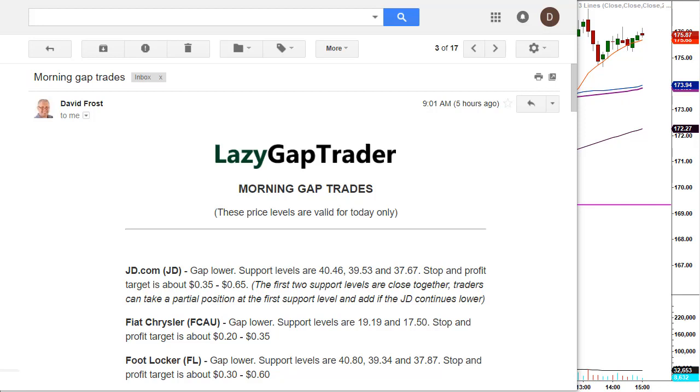But keep in mind, these are all the same price levels that any trader that's taken my course is able to come up with on their own. I just offer them each and every morning to make it easy on everyone. So traders that want them, they get them in their inbox at 9 o'clock in the morning like clockwork.